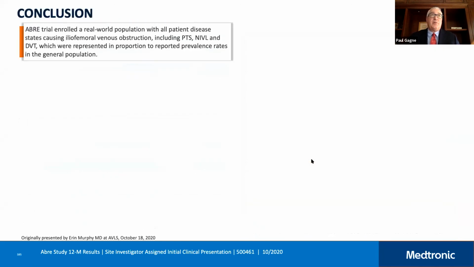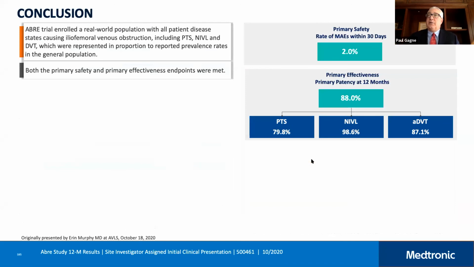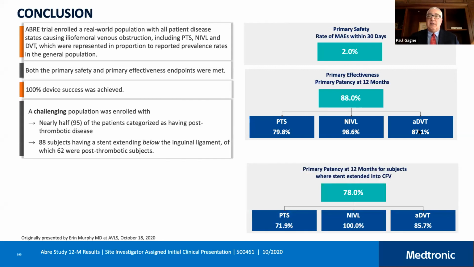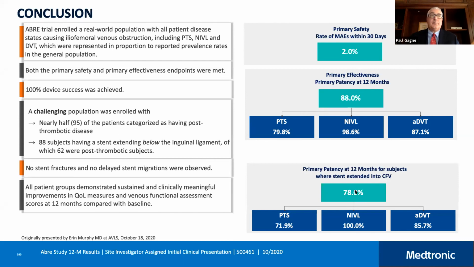So the Abre trial testing the Abre stent shows excellent primary patency at 88% overall, with expected improvement in the three groups of patients with outflow obstruction and minimal major adverse events. There was good success in the trial, and these stents performed very well when extended down to the common femoral vein. And there were no stent fractures.